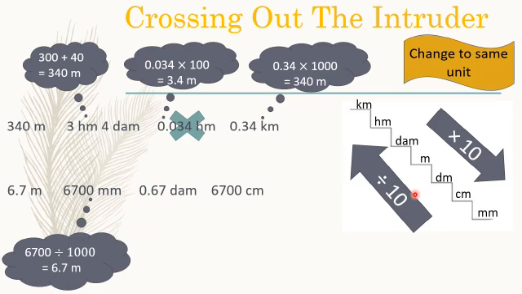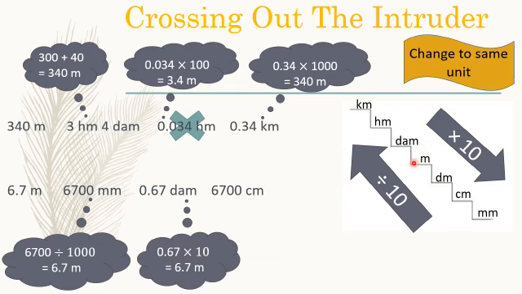Third one is in decameter. I have to move only 1 step downward to reach meter. So I multiply this number by 10. The decimal point will move 1 step to the right. Since we are multiplying by 10, the answer is equal to 6.7 meter.